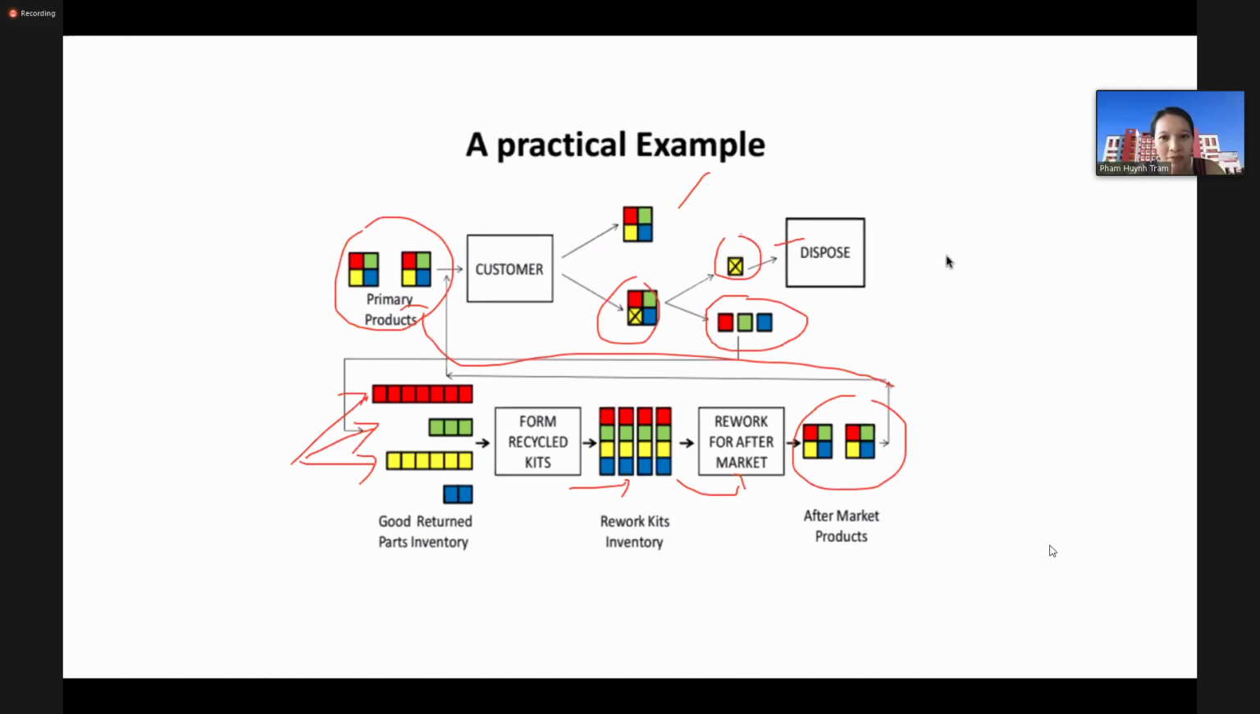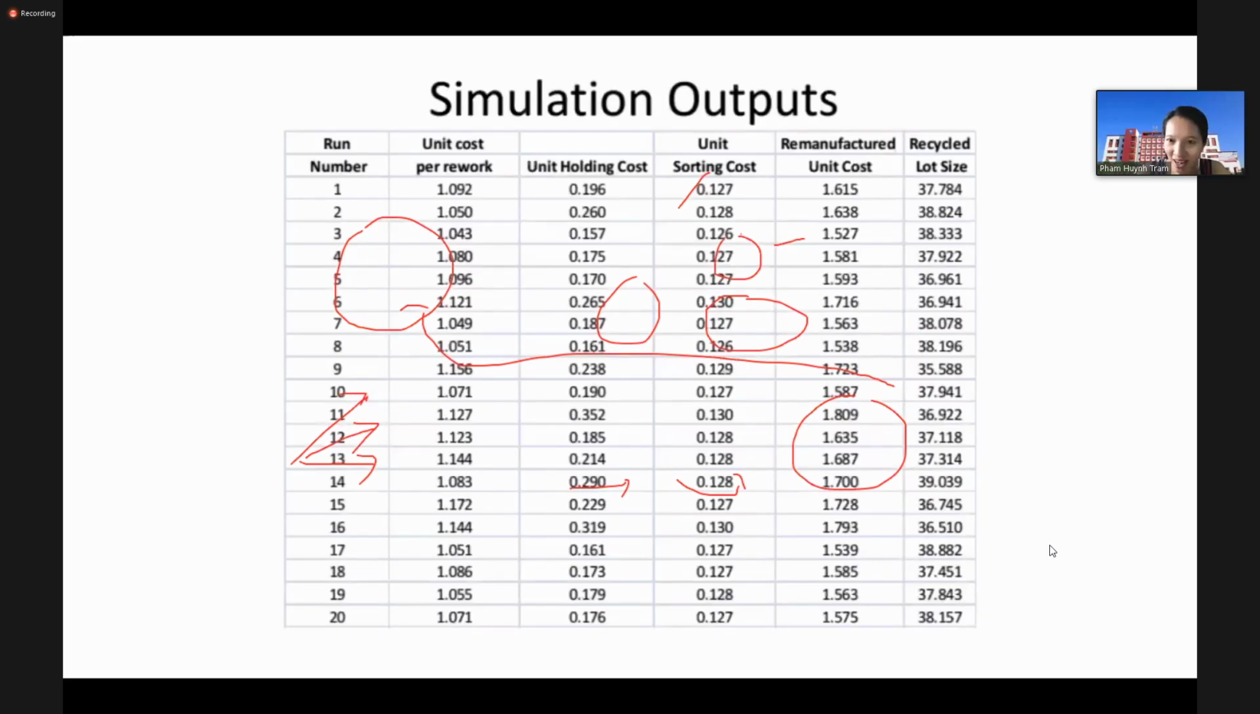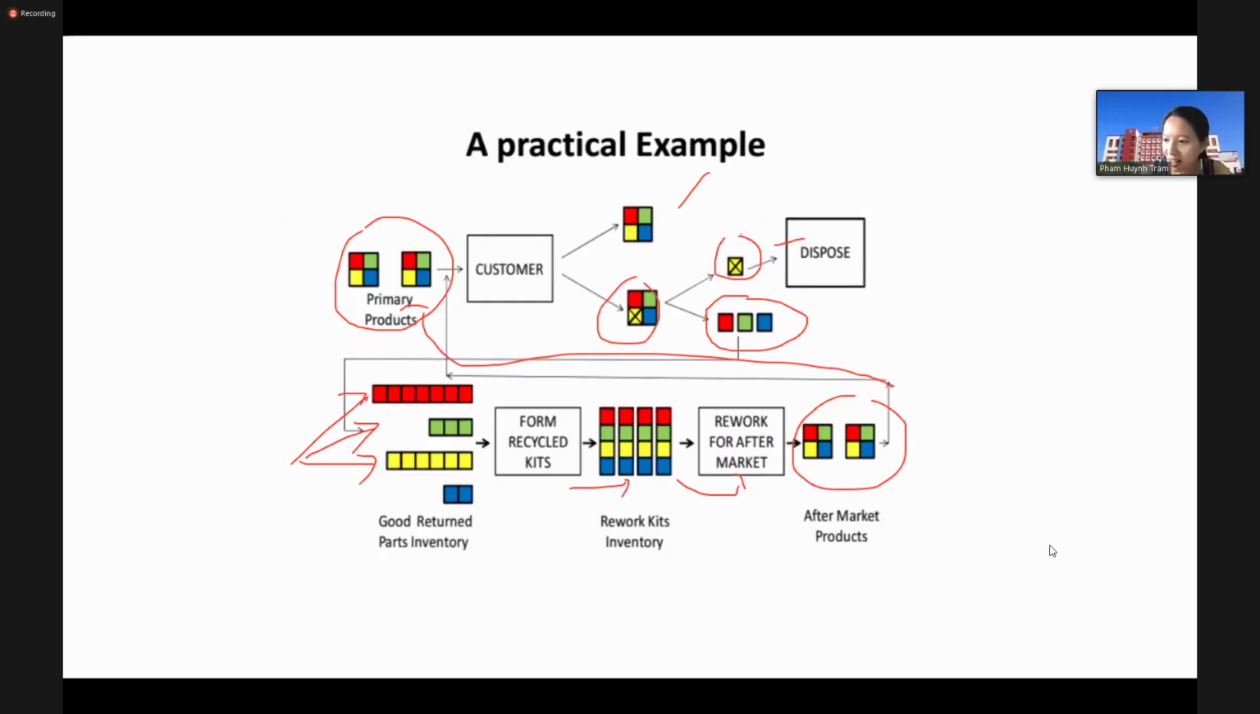Okay, so for this system, what are we interested in? Let's say we are interested in the cycle time of each unit here. The cycle time of each product, one cycle like that, how long it takes. It could be a random variable, different for different products. So this is what we get from the simulation result.